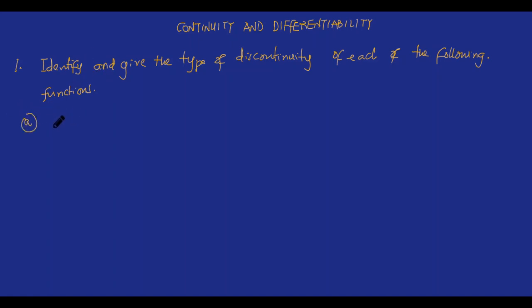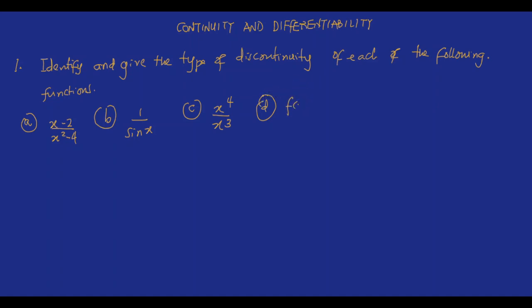We're required to identify and give the type of discontinuity in each of the following functions. The first function is (x - 2)/(x² - 4). The second is 1/sin x. The third function is x⁴/x³.